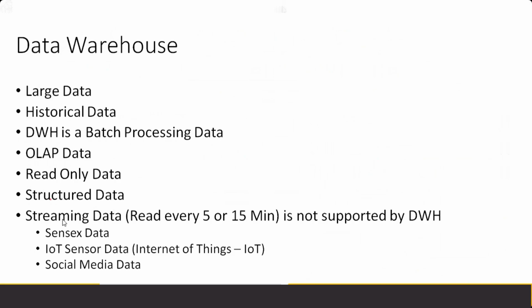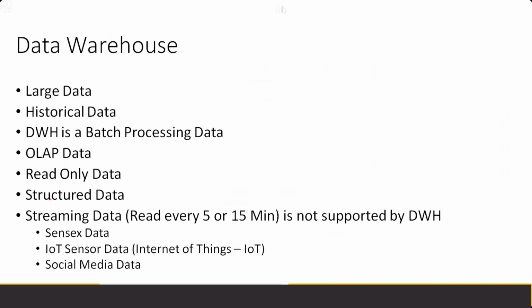Streaming data, read every 5 minutes, every 2 minutes or every 15 minutes, is not supported by data warehousing. Remember this point. For example, the share market data is being updated every minute, or IoT sensors data. Internet of Things is called IoT. IoT means sensors data. A lot of sensors are available around the world.